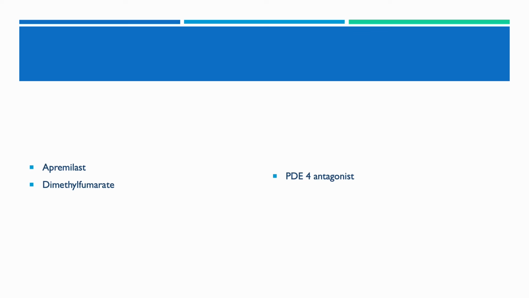Two other agents that have been around for about 10 years now: apremilast, which is a phosphodiesterase 4 antagonist, used to treat both cutaneous psoriasis and psoriatic arthritis, and an immunosuppressant, dimethyl fumarate, which has been very popular in Germany.